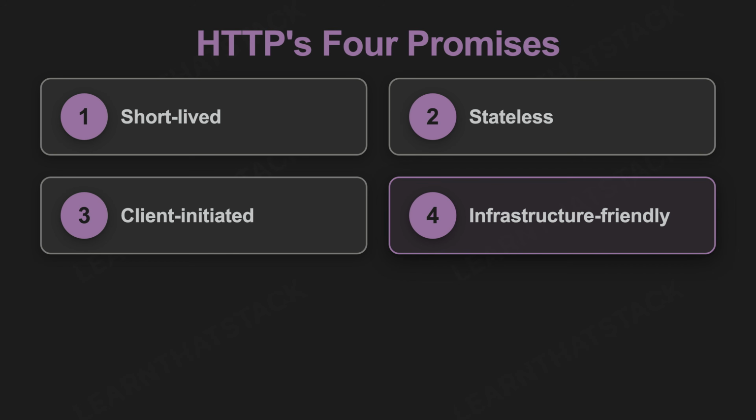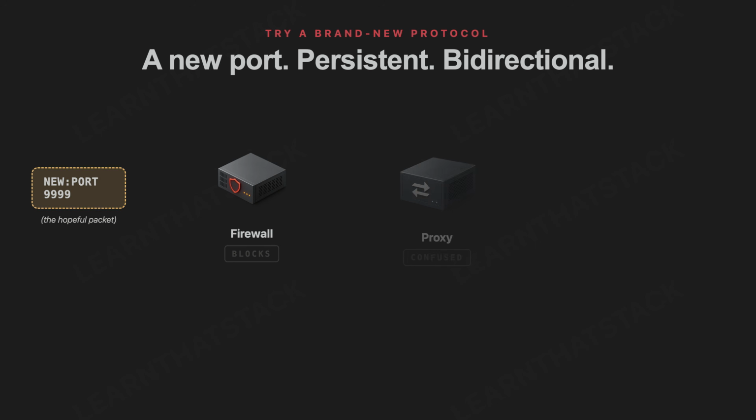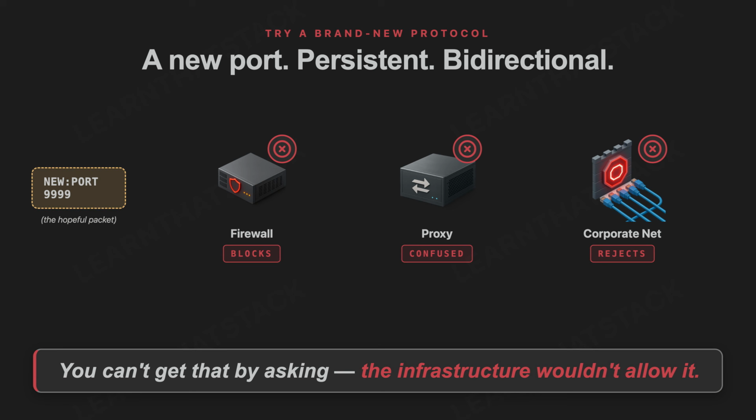The connection has to be long-lived. The server has to remember you, and the server has to speak first. 3 promises gone, and yet we still want the 4th one. We still want this thing to travel through the infrastructure of the internet. But there's a catch. Invent a new protocol on a new port with persistent bidirectional connections and firewalls block it, proxies get confused, corporate networks reject it. The internet was built for HTTP's 4 promises.